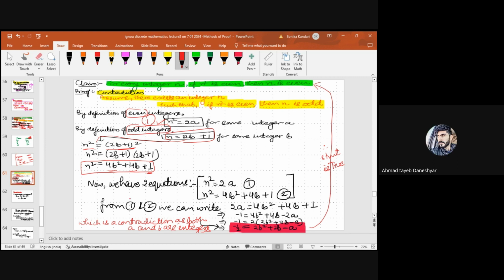Ma'am, can you clarify between contradiction and contraposition? In contraposition, we reverse and negate the statements completely. In contradiction, we have only done this: n is even, we have made n is odd. Partial. Fine.